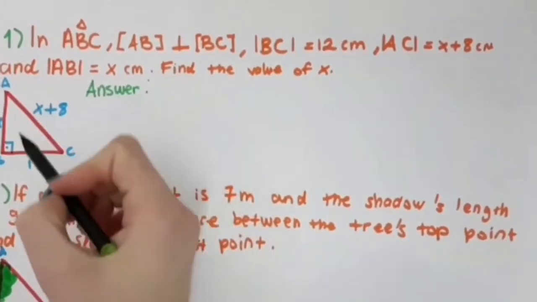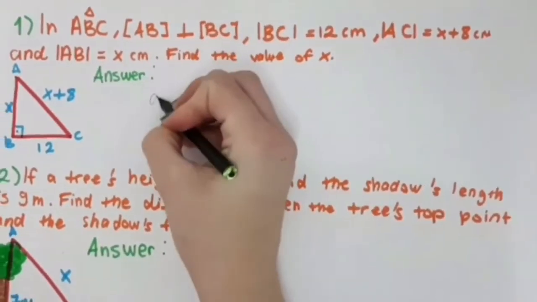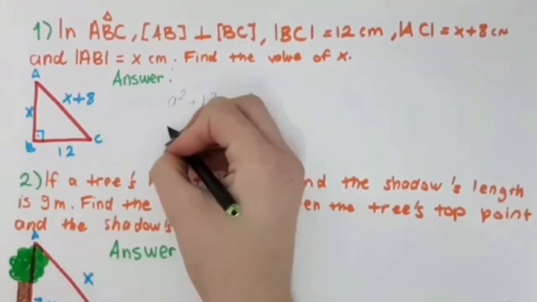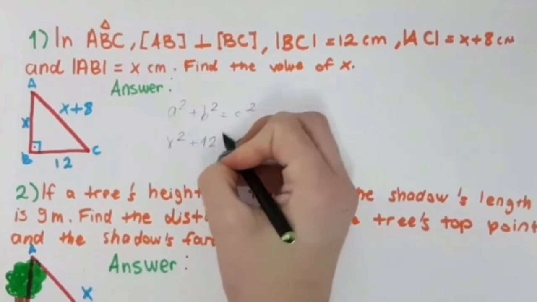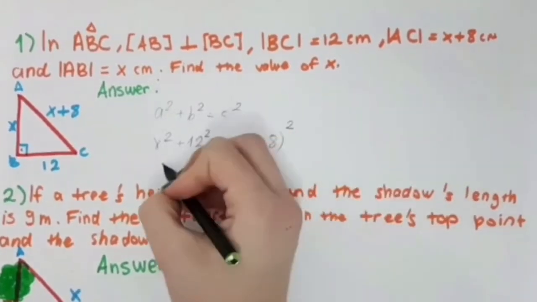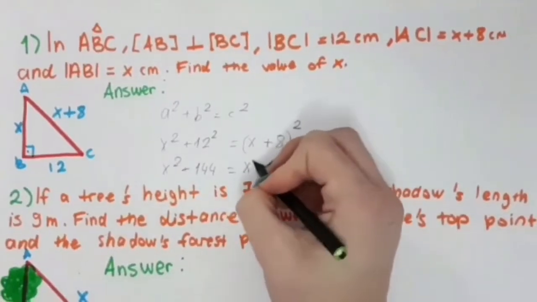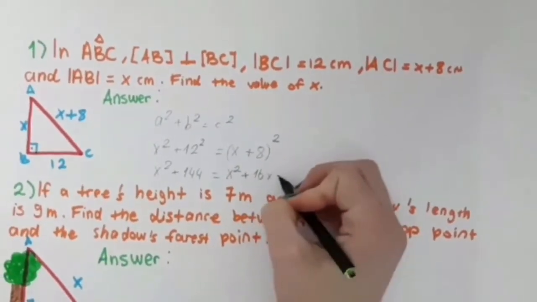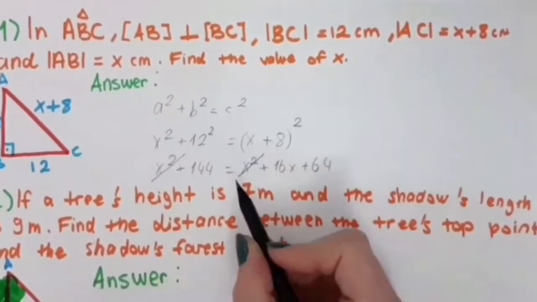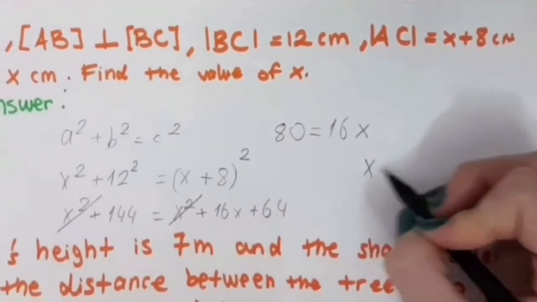Since AB is perpendicular to BC, we can understand that this is a right triangle and this is 90 degrees. So we can use the Pythagorean theorem, which is a square plus b square equals c square. In this case, x square plus 12 square equals x plus 8 square. So it is 144, and this one is x square plus 16x plus 64. We can just cancel these and move this one over here. So 80 equals 16x. That way x is 5.